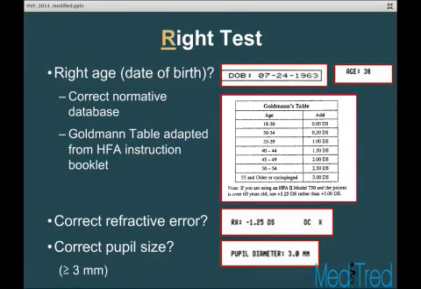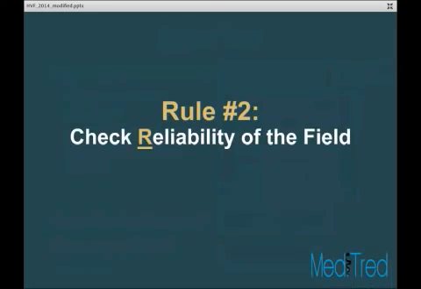Was the right age and date of birth entered? This is important because the normative database is based on age. Is the refractive error correct? And is the pupil size correct? Small pupil sizes can limit the visual field and lead to falsely depressed visual fields.